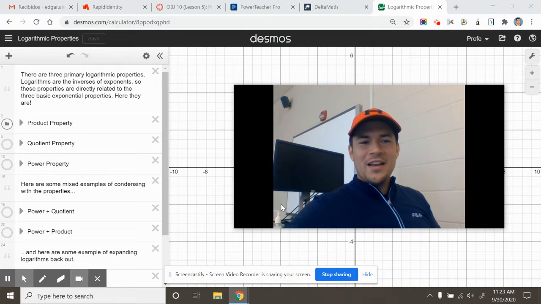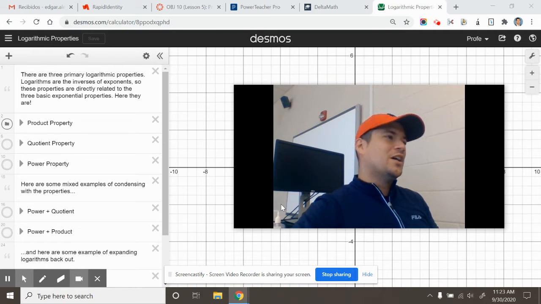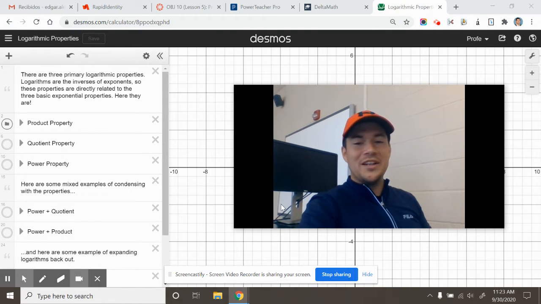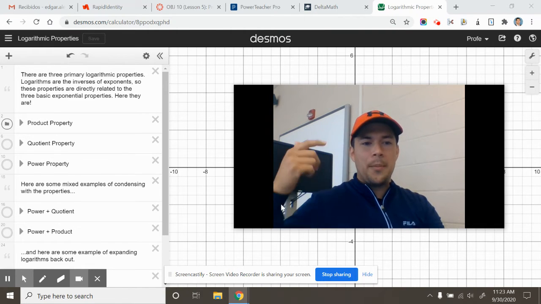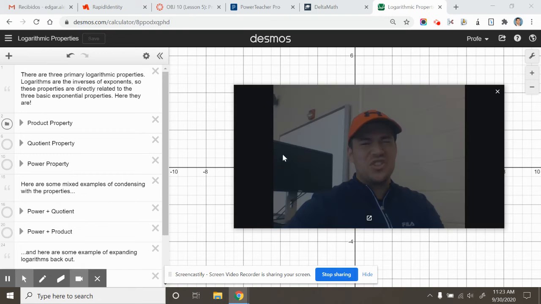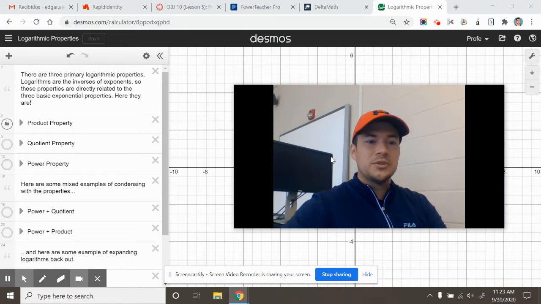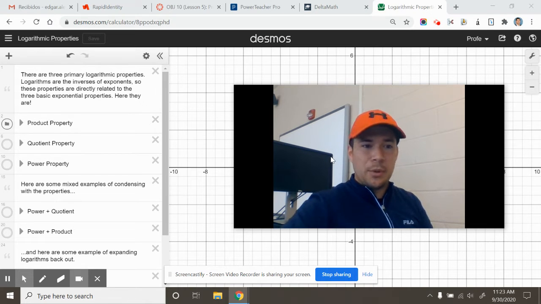Hello, everybody. We're going to go over the three properties of logarithms, and they're very closely related to the three properties of exponents. Matter of fact, they have the same names. You've got the product property, the quotient property, and the power property. So we really should call them the product property of logarithms, the quotient property of logarithms, and the power property of logarithms. A lot of you guys remember with exponents, when it came to the product property, you added exponents. With the quotient property, you subtracted exponents, and with the power property, you were able to multiply those exponents. So very similar concept right here.